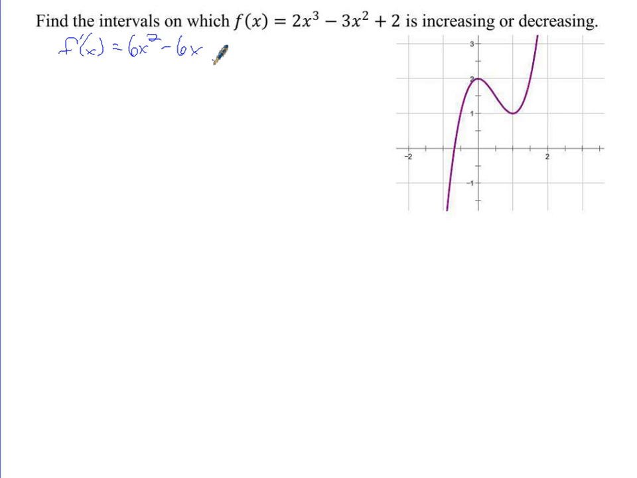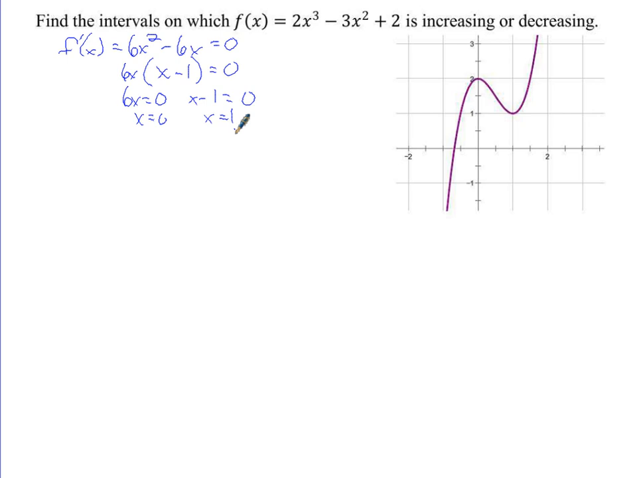That's it. Okay, to find critical numbers, what do we do? Set that equal to 0. And then we can factor out 6x, and I'm left with x minus 1 equals 0. Zero product property: 6x equals 0, x minus 1 equals 0. So x equals 0, x equals 1. Those are your critical numbers. That's where you are going to have a slope of 0.